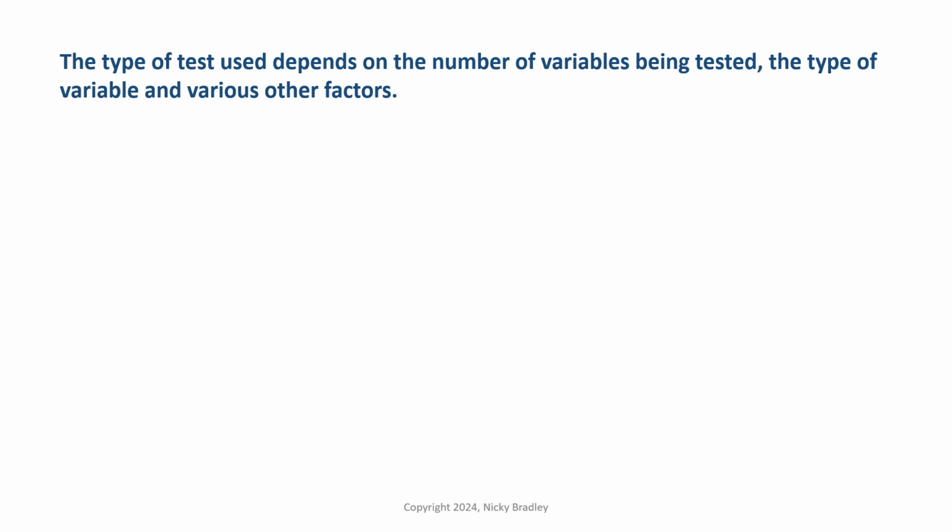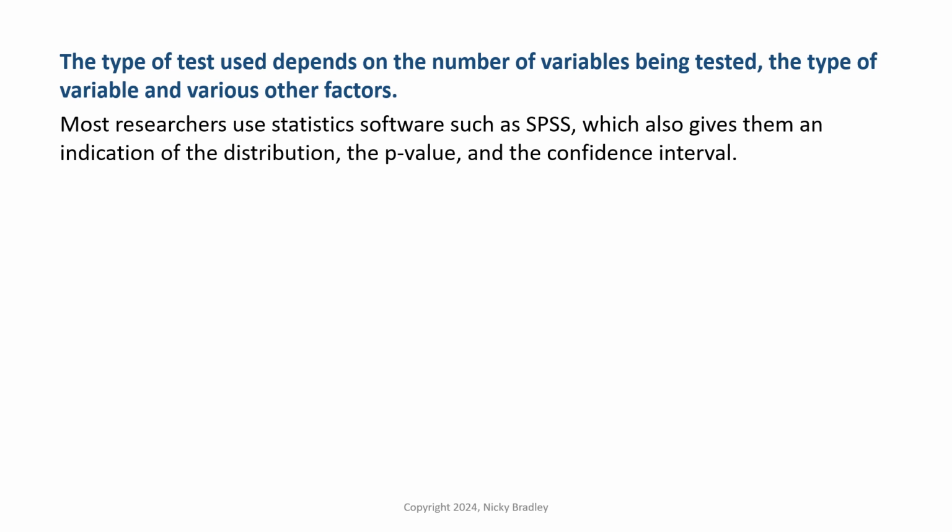The type of test that researchers choose to use depends on various things. It depends on the number of variables being tested, what type of variable or categorization of variable they're testing, and various other factors. There are whole tables suggesting appropriate tests for different situations, different combinations of variables. Most researchers use software such as SPSS, and this will also give them an indication of the distribution, the p-value, and the confidence interval. So you decide what test you're going to do, you load all your values into SPSS, all your results, and then click a few buttons to do your test of choice. SPSS will then produce graphs, tables, and the figures for you.